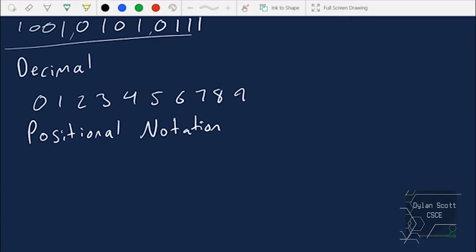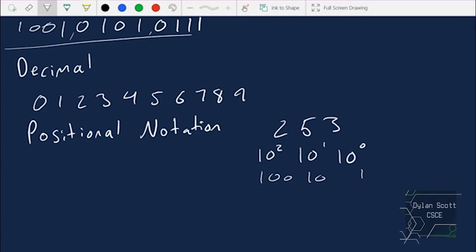If I show you a random number, let's do 253, we have the ones place, the tens place, and the hundreds place. Another way to look at this is the 10 to the 0th place, the 10 to the 1 place, and the 10 to the 2 place, where 10 to the 0 is 1, 10 to the 1 is 10, and 10 to the 2 is 100.